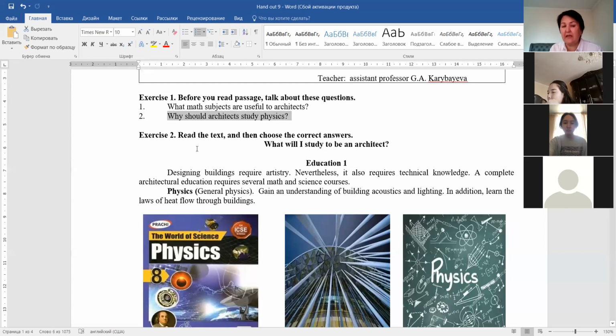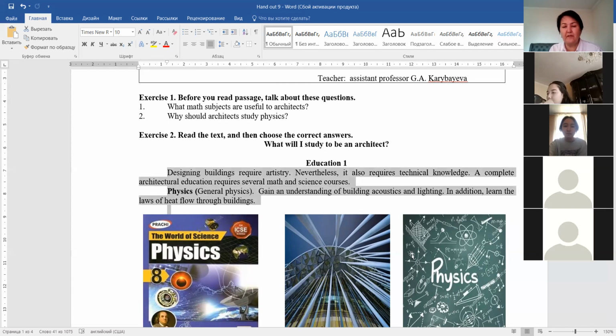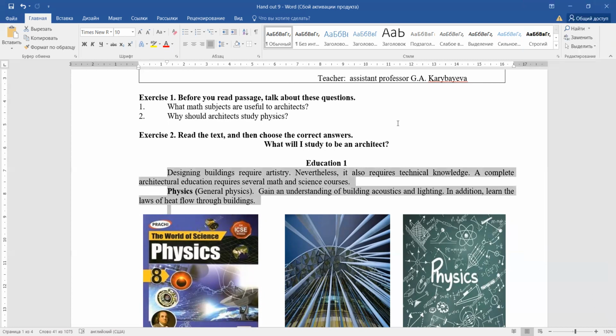Exercise number 2, we have to read the text. What will I study to be an architect? So, Diana, please read the first paragraph of the text. Designing buildings. Nevertheless, it also requires technical knowledge. Complete architectural education requires several math and science courses.